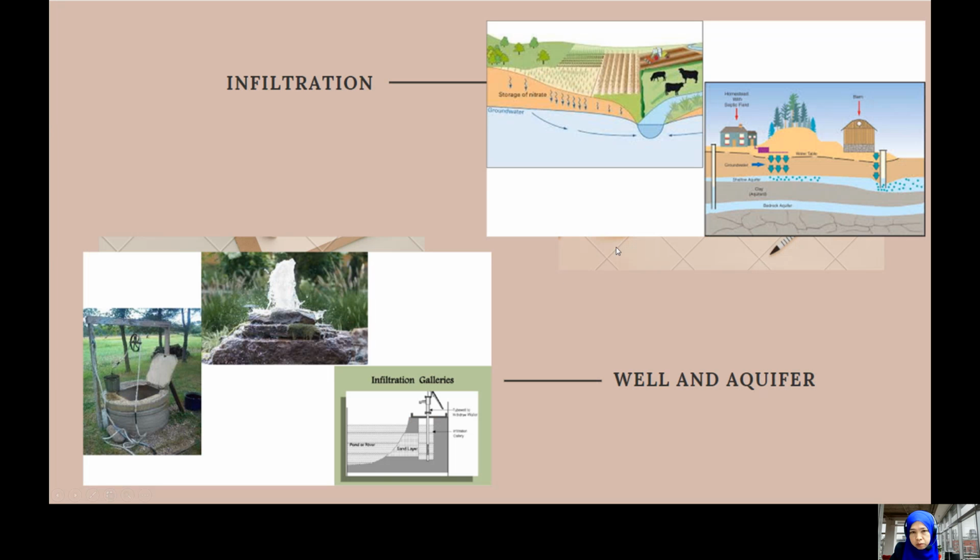Okay, this is the example for the infiltration process. As you can see from this figure, the water infiltrates from the rainwater or river. It infiltrates, comes to the groundwater and goes to the river for river water. And this is for the well or aquifer, from the well and aquifer of water.